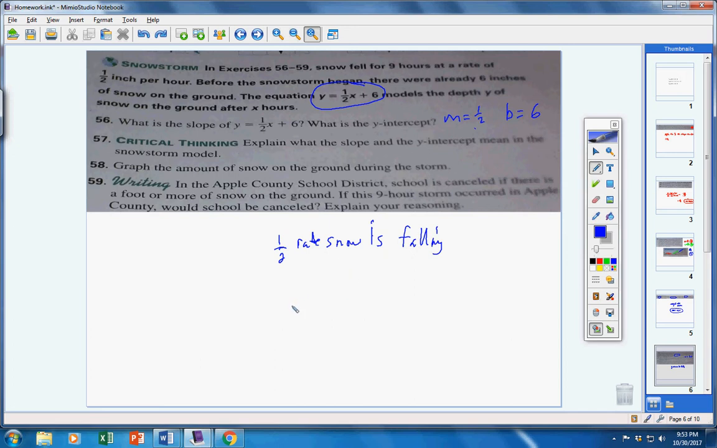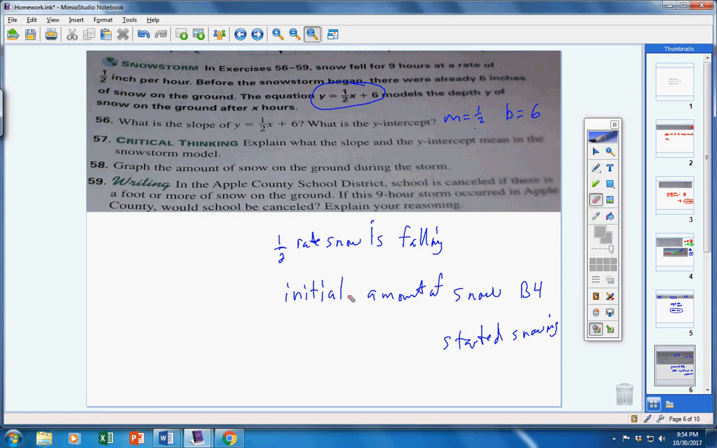Now, what is your y-intercept? Well, think about it, guys. Your y-intercept means you're basically putting 0 in for x, right? Like I've taught you to do when you're trying to find the y-intercept. So what they're saying is when 0 hours have passed, you have 6 inches of snow. So 6 is the initial. Your y-intercept, 6, is the initial amount of snow before it started snowing. So your y-intercept is how much snow was on the ground before it started snowing.